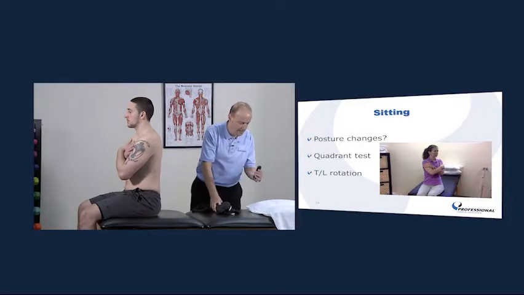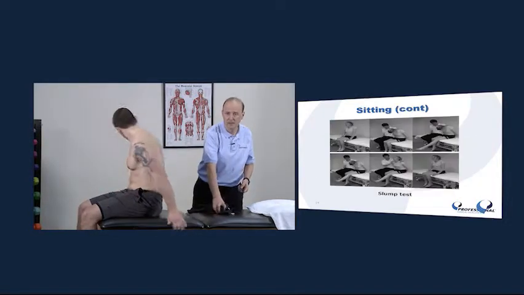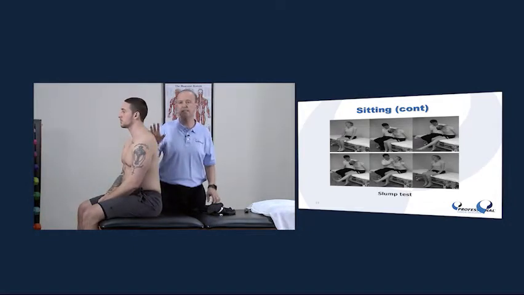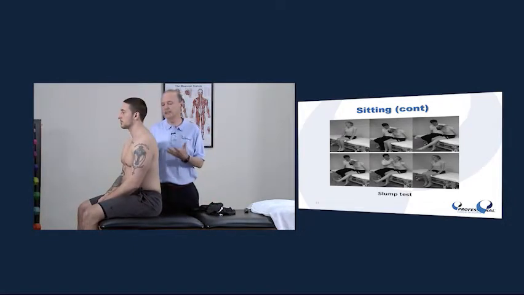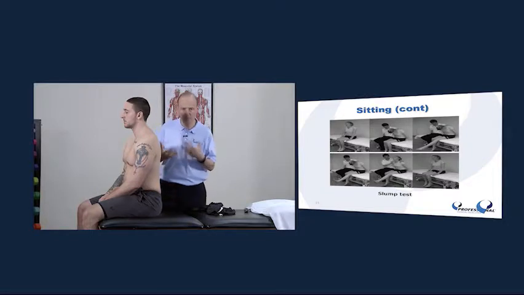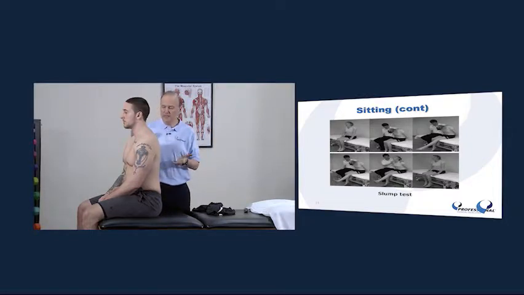Okay, Joe, you're going to go into your back. Actually, no, we're not. We're going to do a sitting exam. Now, if we're going to do a slump test, the slump test is for neural sensitivities, right? We like to do it in sitting as well as lying down. Sitting loads the tissue a little bit more and gives you a little different aspect of what's happening with the neural tissue.